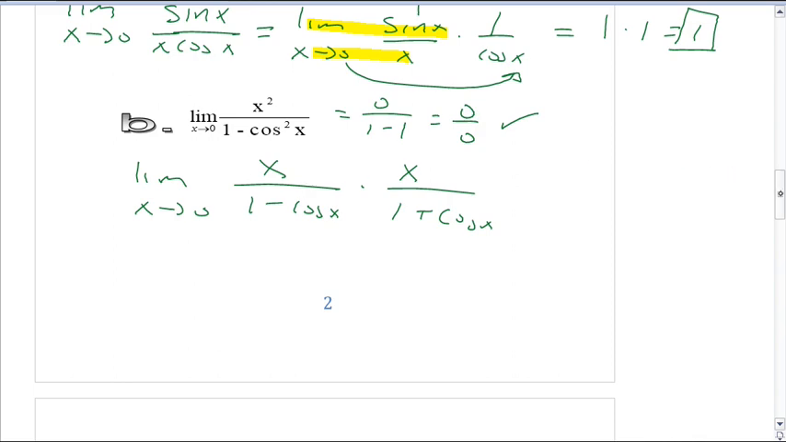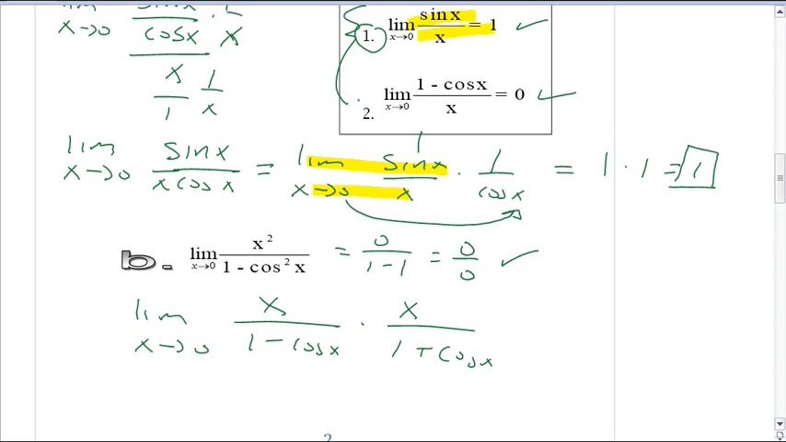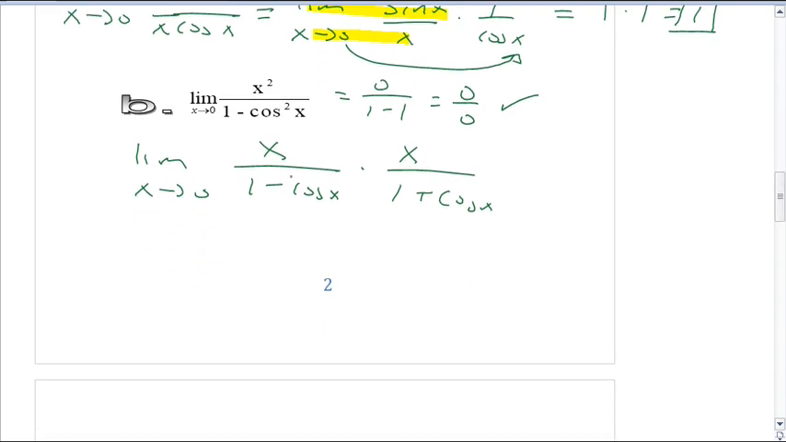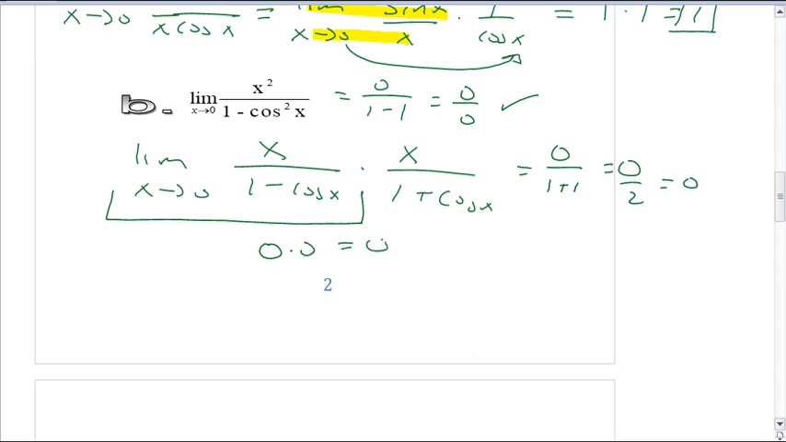Now let's scroll up here. Now it looks like I'm going to use this property right here, number 2. But it only works if it's 1 minus cosine x. And the reciprocal works as well. So it looks like this piece right here is going to generate 0 for you. But I still have to evaluate the second piece. So if I evaluate the second piece, I get 0 over, in this case, 1 plus 1, which makes 0 over 2, which is just 0. Oh, yeah, that looks good. And then I get 0 times 0, which is just going to be 0. So that's your answer.